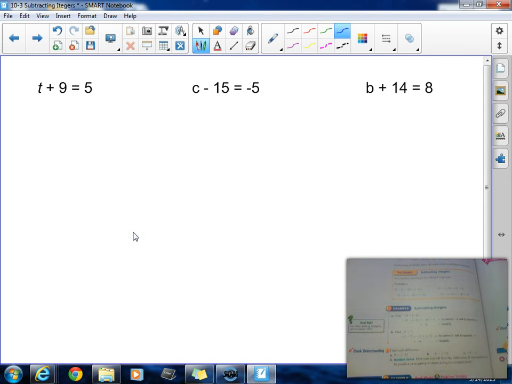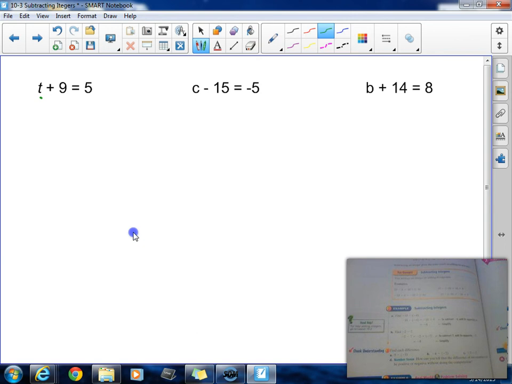All right, and our final objective for tonight. The book strongly encourages, and I completely agree with this, the understanding of algebra, or the application of algebra to all these different problems. So we're going to be solving some algebra with integers, okay, with positive and negative integers. So let's go ahead and start off the first one. T plus 9 equals 5.